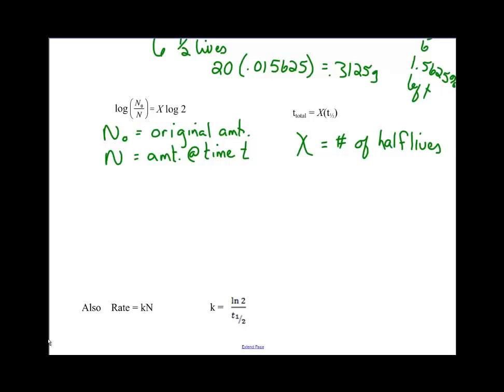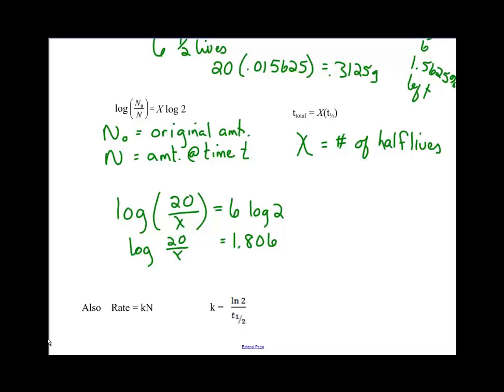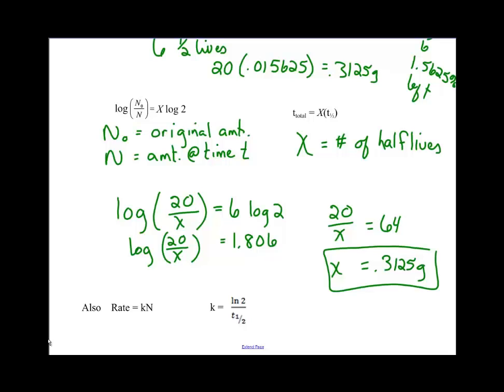So to use this equation, I'm going to take the log of 20 over what I'm looking for. We'll call it x. That equals 6, which is my number of half-lives, times the log of 2. 6 times the log of 2 is 1.806. So now I have the log of 20 over my unknown equals 1.806. To take the inverse of each side, I'm going to take 20 over x, and that's going to equal 10 raised to the 1.806 power. 10 to the 1.806 power is 64. So now I find that x is 20 divided by 64, and that equals 0.3125 grams. Same answer as before. So 2 ways that I can get to the same answer.